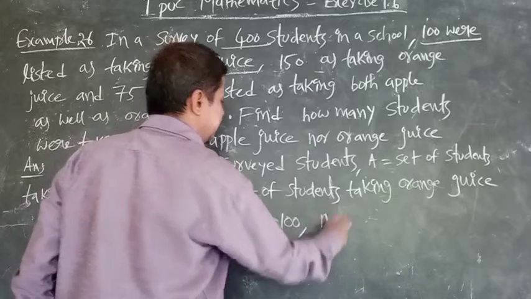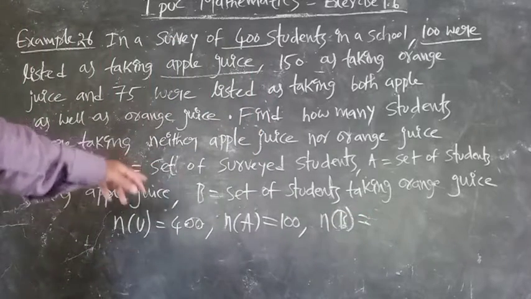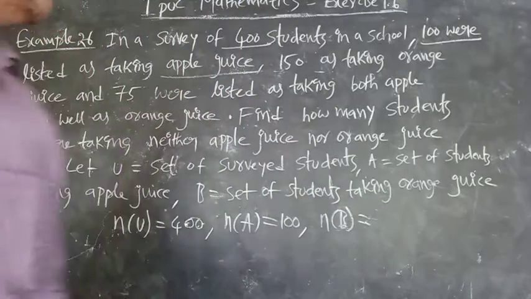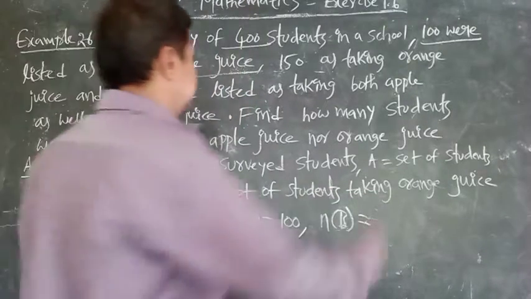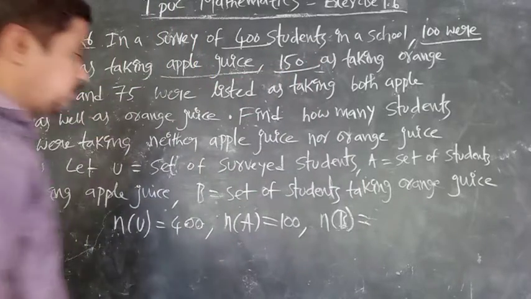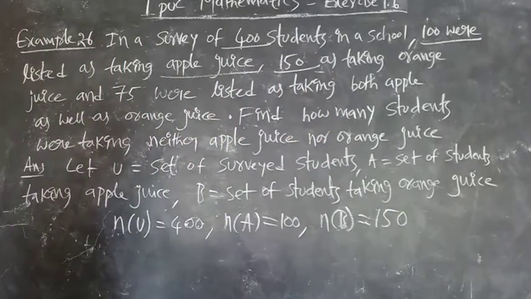Okay. n of B. What is B? Orange juice. So n of B is equal to 150 taking orange juice. So therefore 150. Understood or not? Like that we have to write 150.